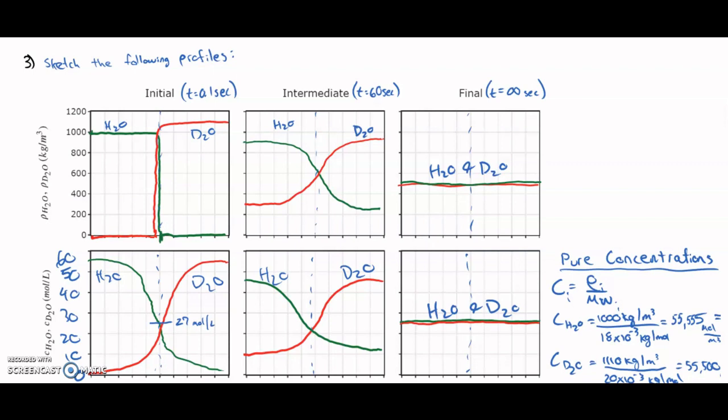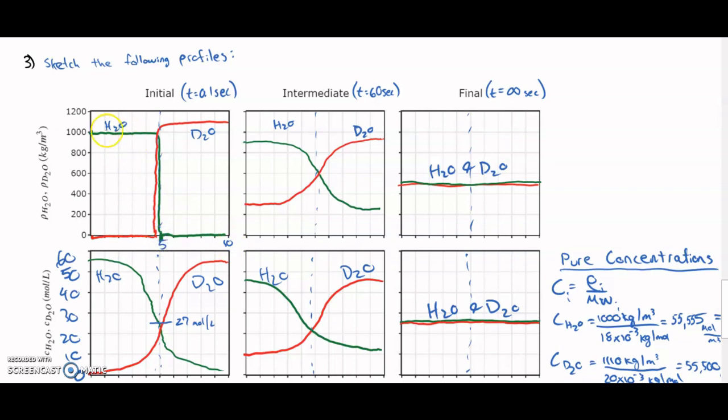Alright, so the final question is asking us to sketch the following profiles at an initial time of t equals 0.1 seconds, an intermediate time of t equals 60 seconds, and a final time of t equals infinity seconds. So the first set of profiles is the mass concentration of water and the mass concentration of D2O over the change in position from 0 to 10 centimeters.